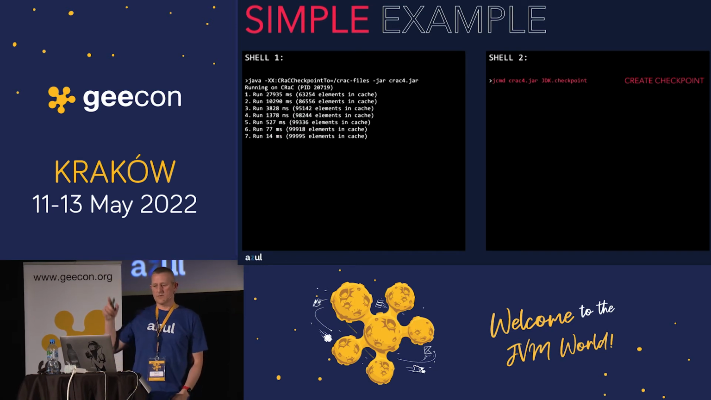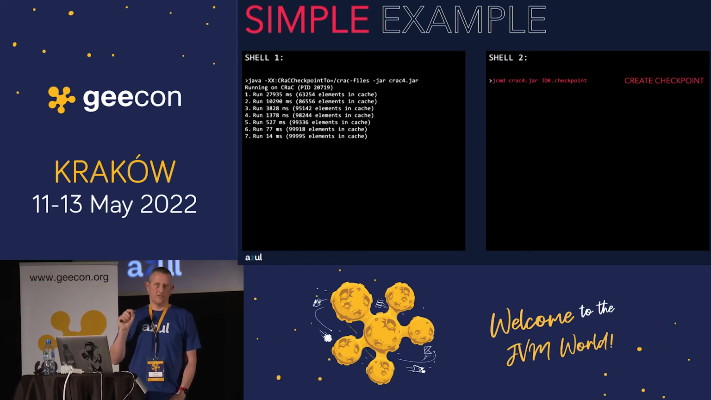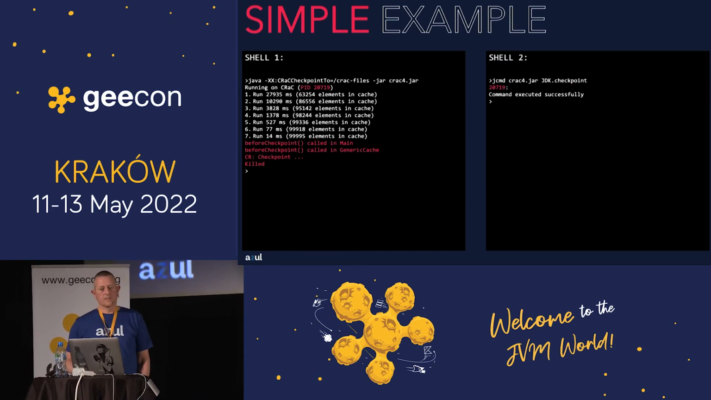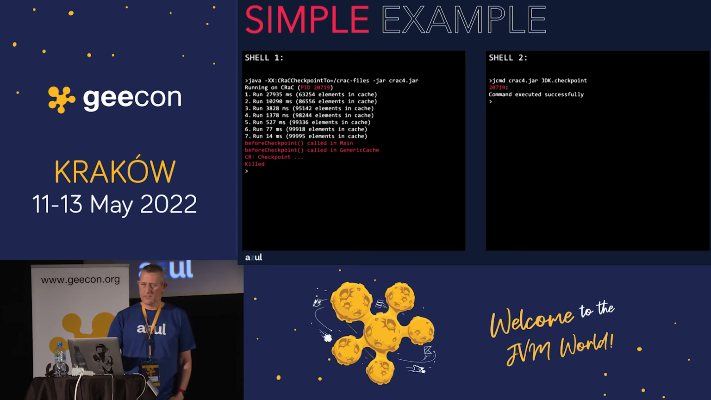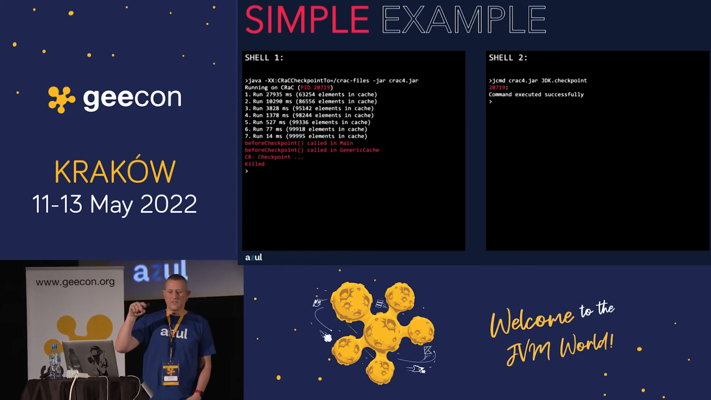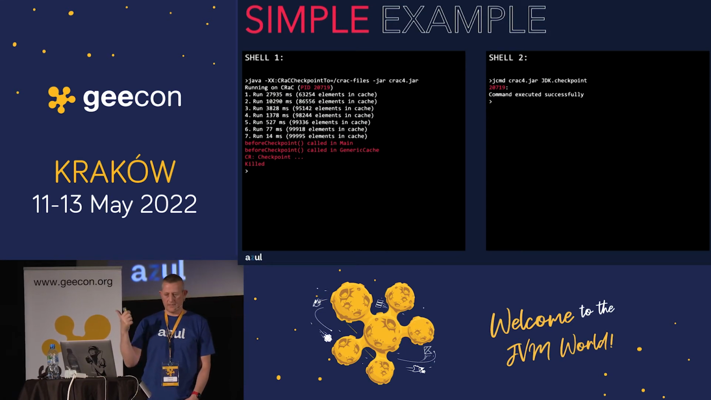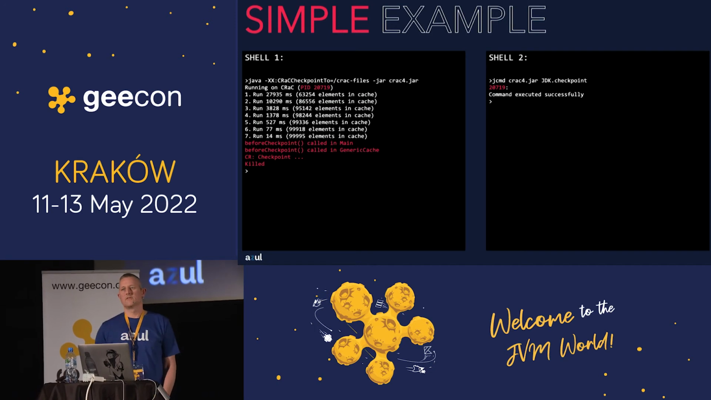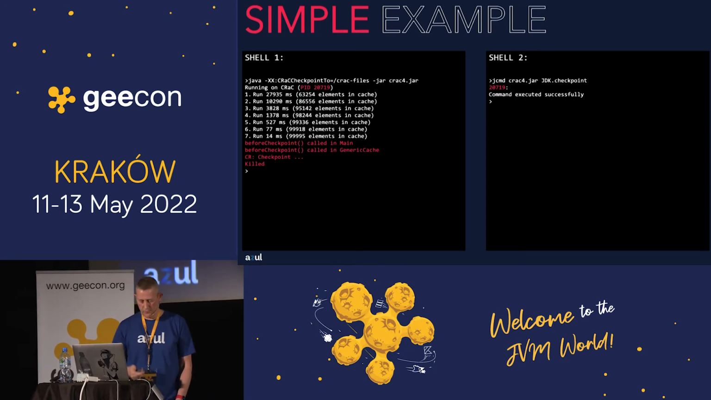So in that case, we create the checkpoint from another shell, and I just call jcmd, I call the jar file, and just say jdk.checkpoint. And then it will create a checkpoint. You see, it will show me on the right side where I created the checkpoint. It will show me the PID, and you can see on the left side that I printed out the PID of the process. We see before checkpoint is called in the main class and also in the generic cache, and then it creates the checkpoint and kills the JVM. So that's how it will work.